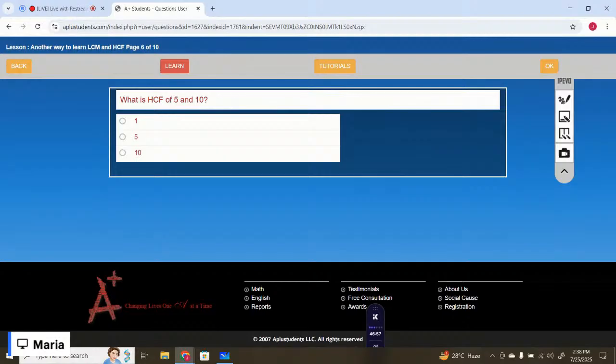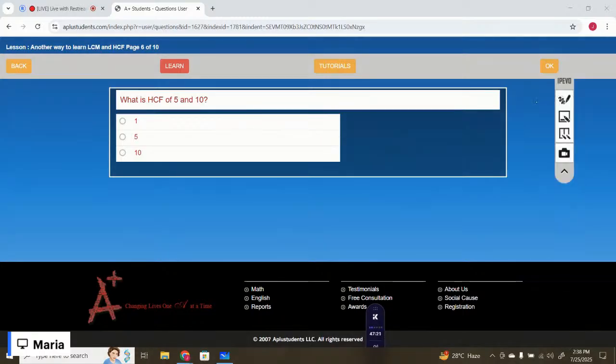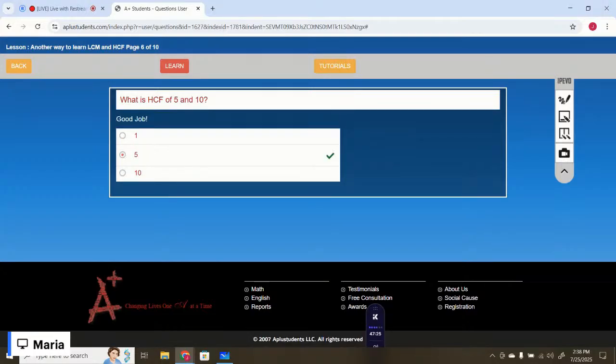What is the HCF of 5 and 10? We need to write down the factors, right? The factors of 5 are 1 and 5. These are the only factors of 5. And the factors of 10 are 1, 2, 5, and 10. So what is the HCF? That is 5. The correct option is 5. Option number 2 is the correct option.